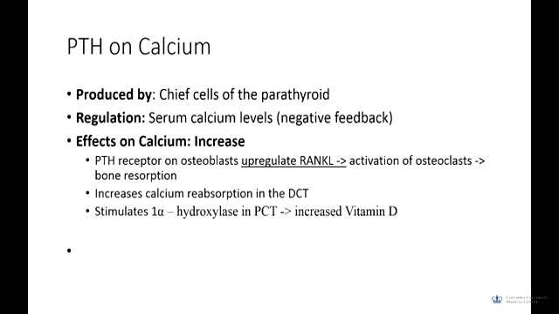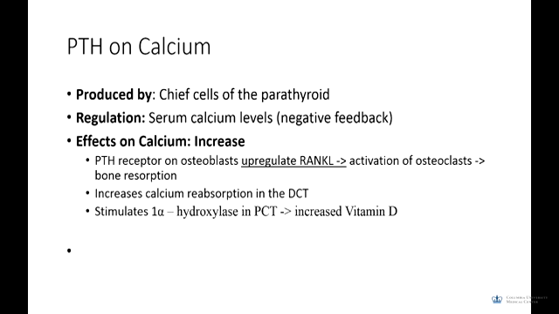And it's really important to remember here that the PTH receptor on bone is actually on the osteoblasts, not the osteoclasts. PTH makes the osteoblasts upregulate RANK ligand, which then activates osteoclasts. So you will have a long-term effect of bone resorption. It also increases calcium reabsorption in the distal convoluted tubule of the kidney, and it also stimulates 1-alpha hydroxylase, which is the enzyme that converts vitamin D to its active form.